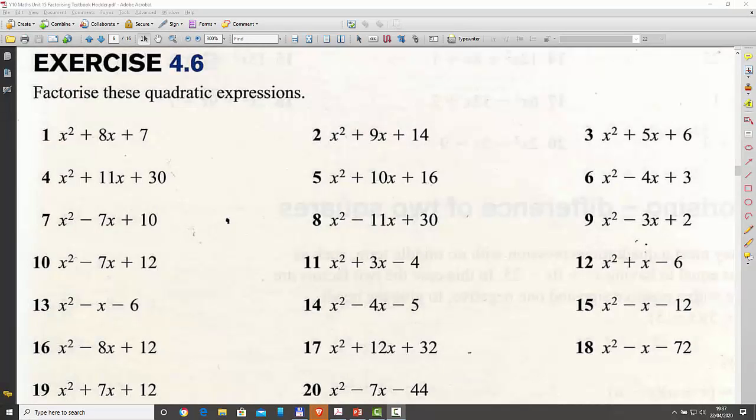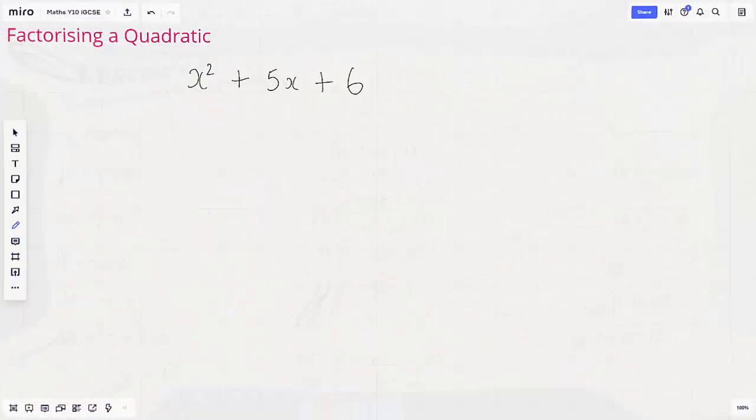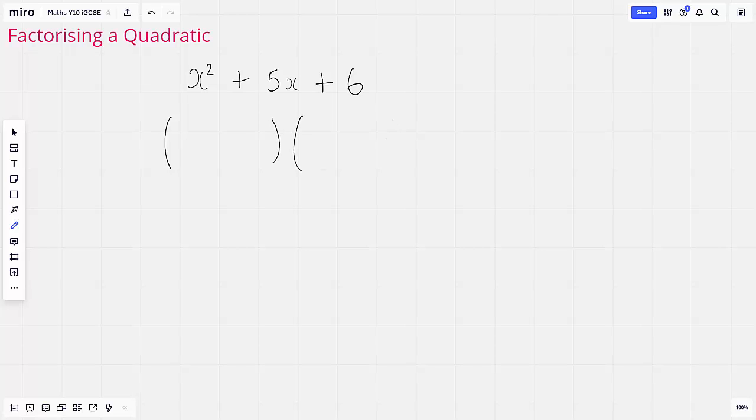Let's increase the challenge a little bit by looking at question number 3. That says x squared plus 5x plus 6. We've got to factorize that. So we'll start our solution as normally we do with 2 brackets, and we're going to put an x in here and an x in here. And the first thing we're going to do is consider the 6. We need to know what factors we have for 6.